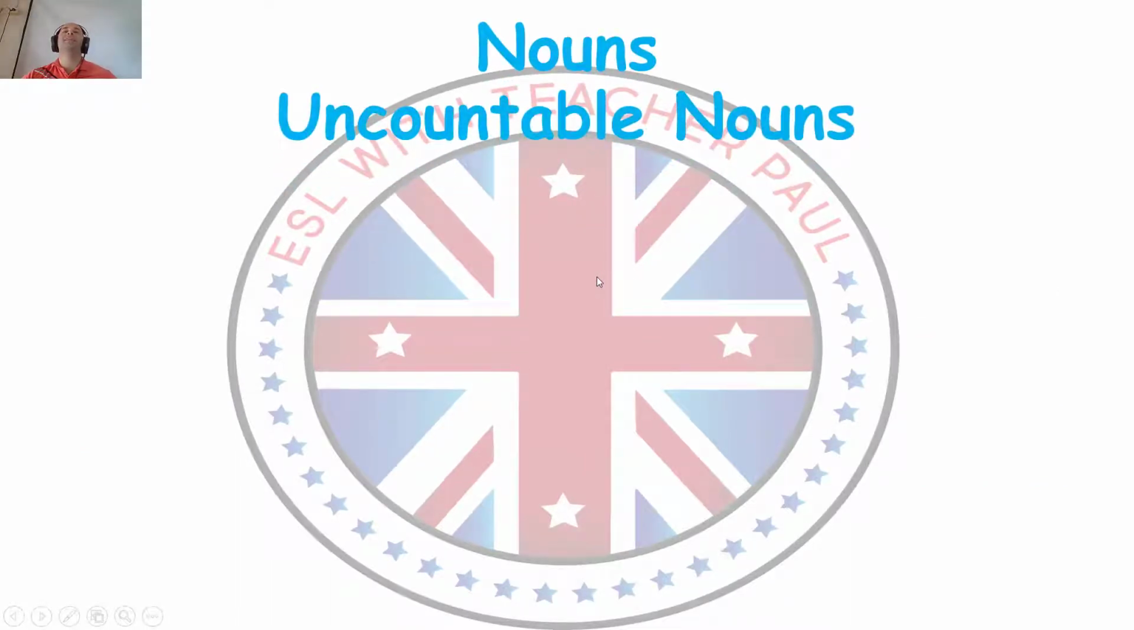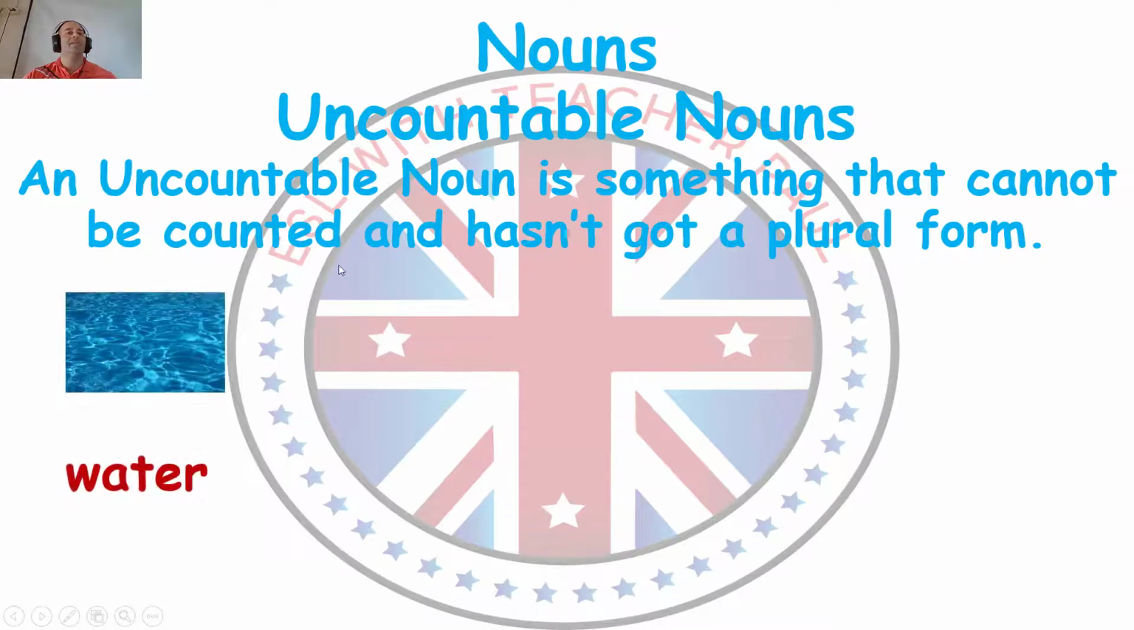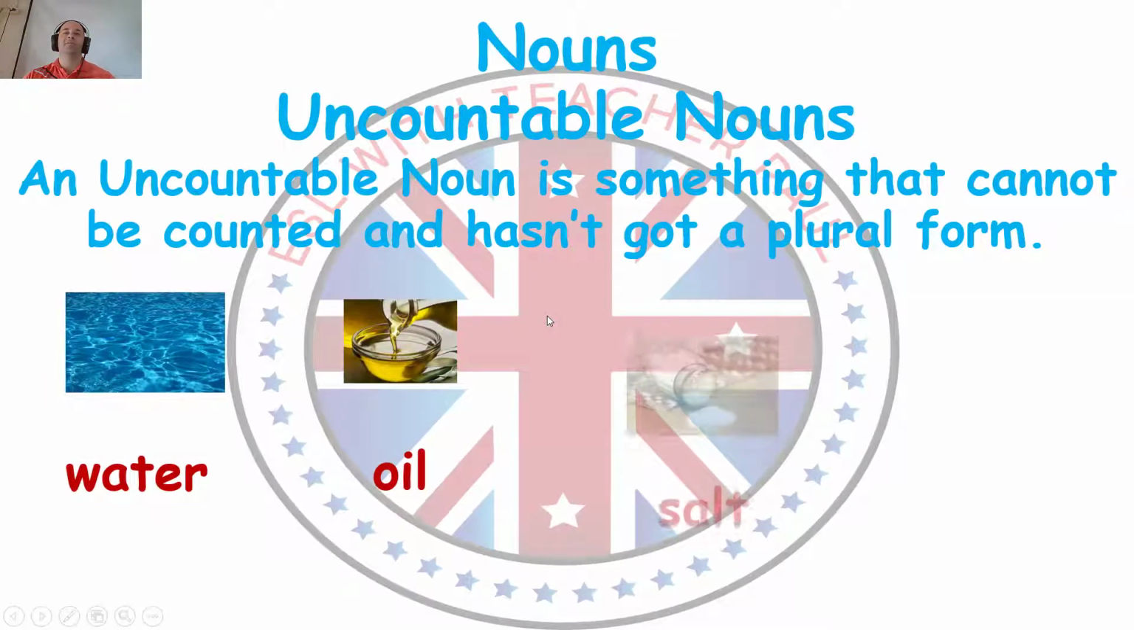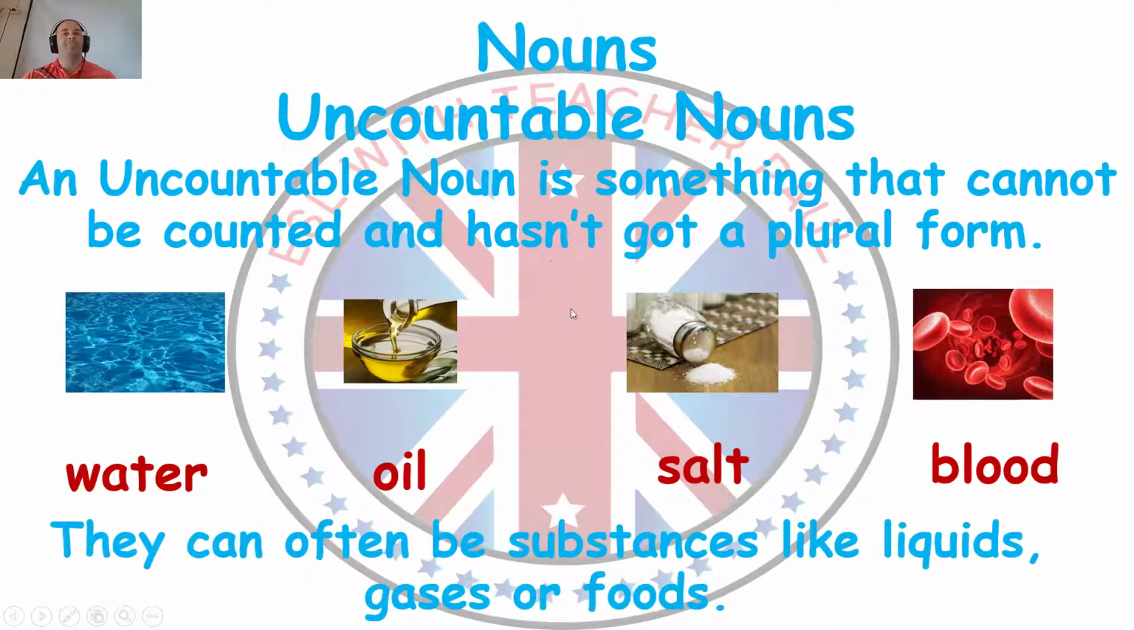And we also have uncountable nouns. Uncountable nouns are nouns that we cannot count. They do not have a plural form. We do not add s or es to show that there is more than one. They are kind of special. They cannot be counted. And they are things like water, oil, salt, and blood. There are others like gas or milk. Usually liquids or substances. And we can't add an s to say how much or how many.